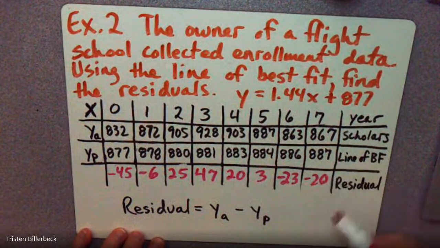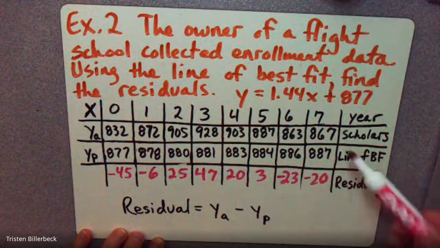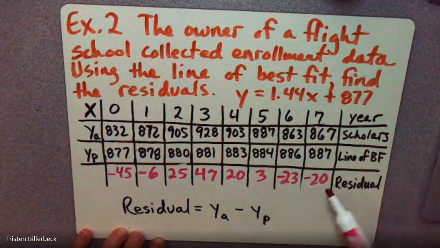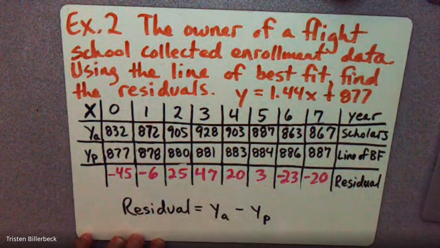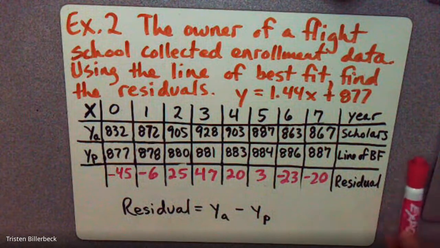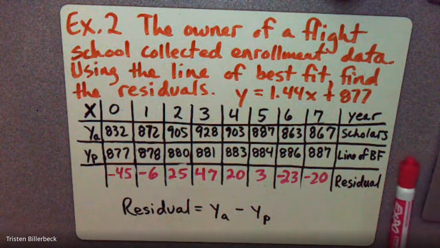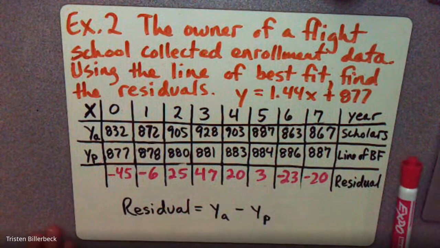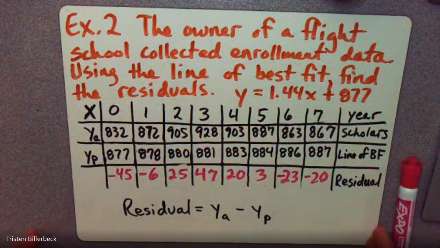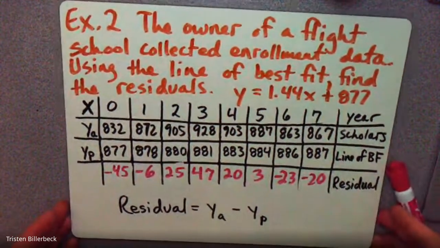So that's how we calculate the residuals. We just take the actual minus the predicted. Sometimes we're going to have negative residuals, and sometimes we'll have positive residuals. The residuals are just showing you about how far your line of best fit is from the actual data. It's different than the correlation coefficient, which is R.